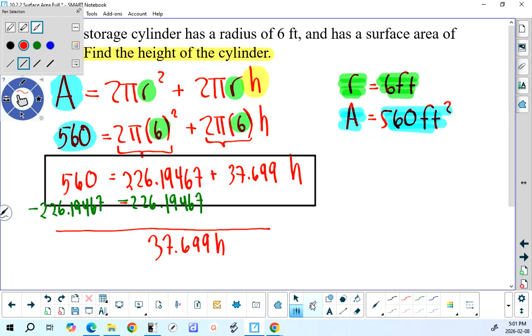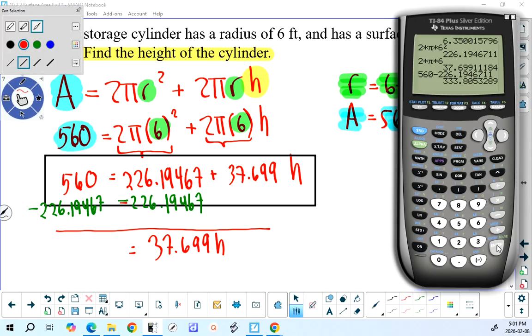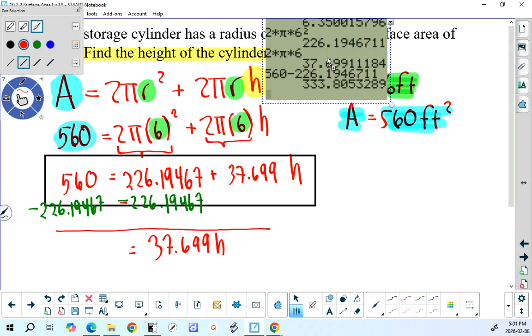37.699H equals some number. Now, I want to take the 560, oh, sure I can. 560 minus, on my calculator, I just have to scroll up to that 226.19467. This is now what 37.699H is equal to. 333.8.